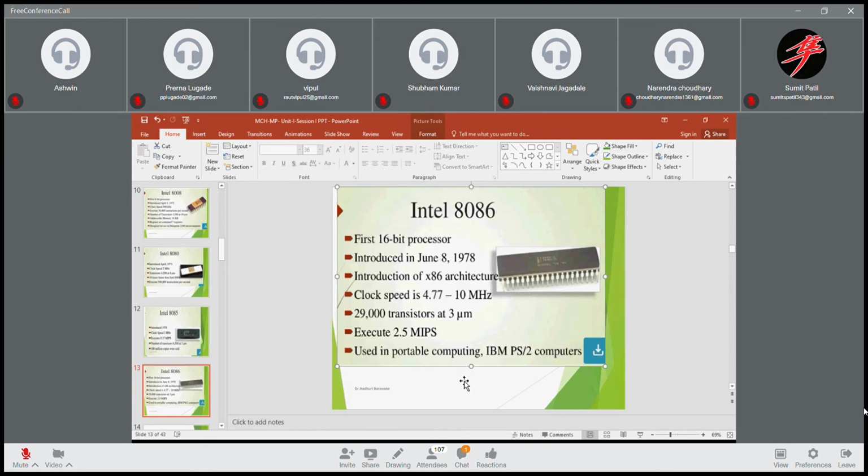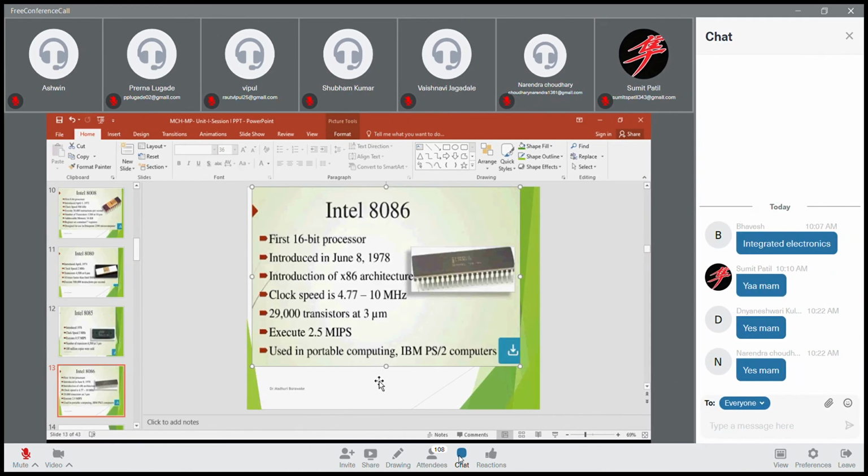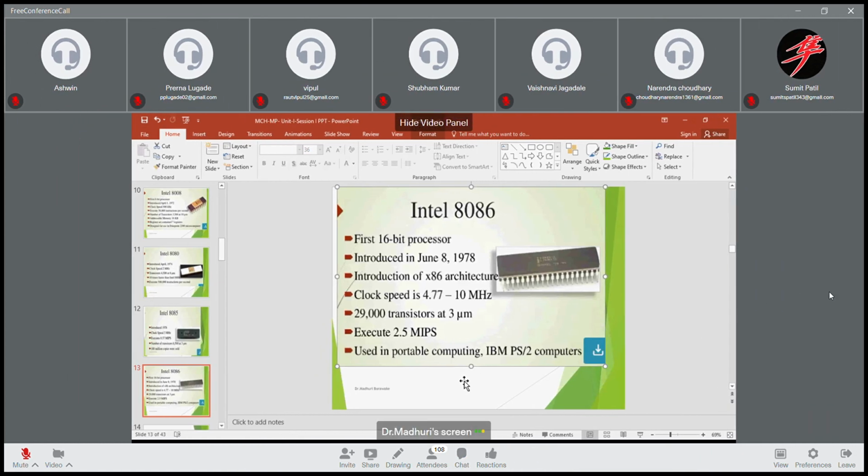It will fetch that instruction. It will decode that instruction, and then it will be executed by the processor. So that concept they have introduced in the 8086 microprocessor. I think all the technical terms have been understood?